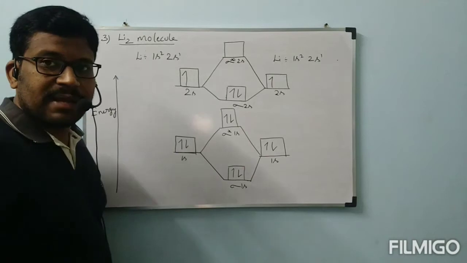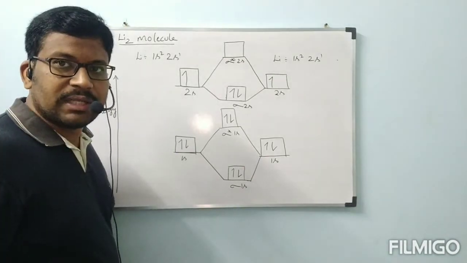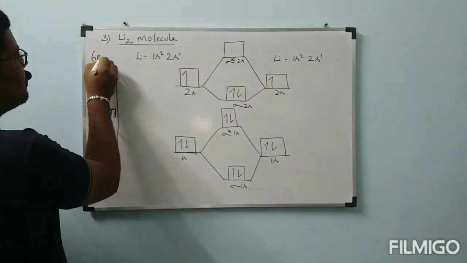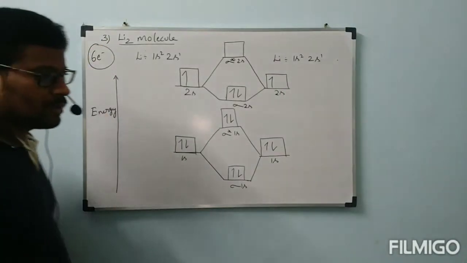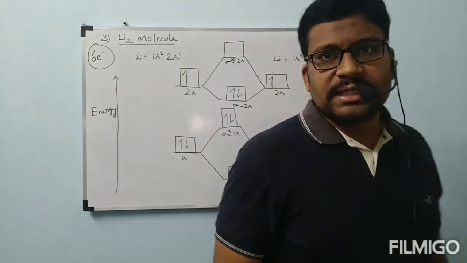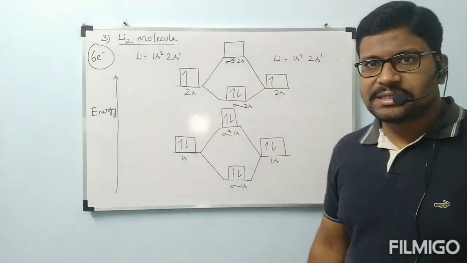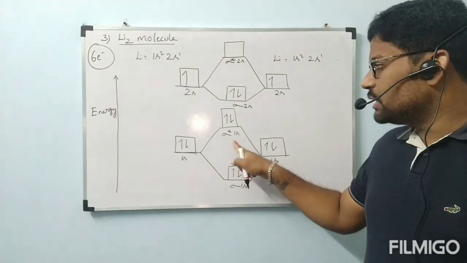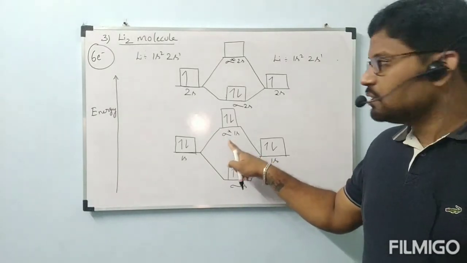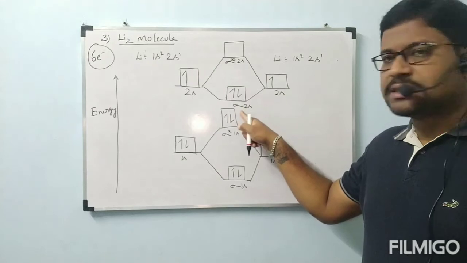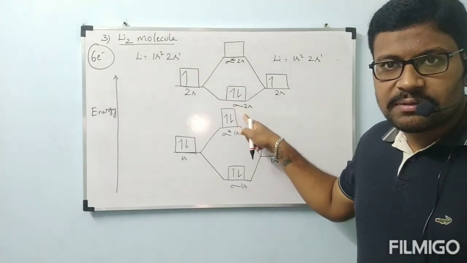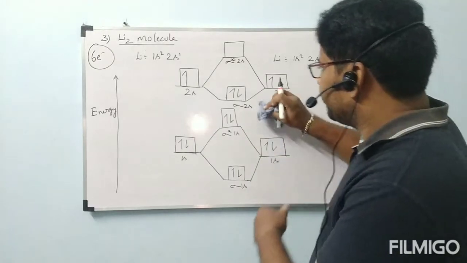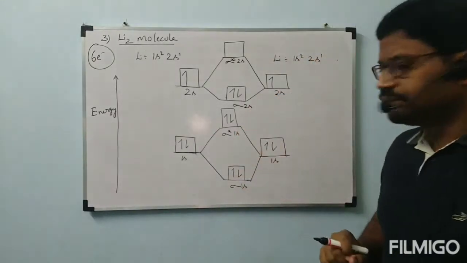Each lithium has 3 electrons, and totally 2 lithium atoms are there: 2 times 3 is 6. This is a 6 electron molecule. Li2 contains 6 electrons in total. In that, 2 electrons are filled into sigma 1s, 2 electrons into sigma star 1s, and 2 electrons into sigma 2s. Are you able to see this one, ma'am? This is sigma 2s. I hope it is clear.